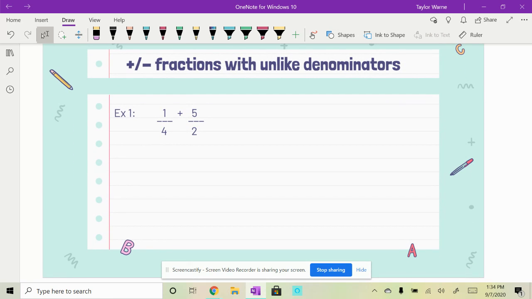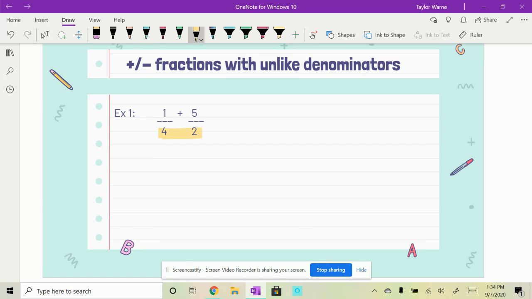So let's take a look at the first problem here. We have 1 divided by 4 plus 5 divided by 2. So the first thing we need to do is get our common denominator. So we're looking at the numbers 4 and 2.